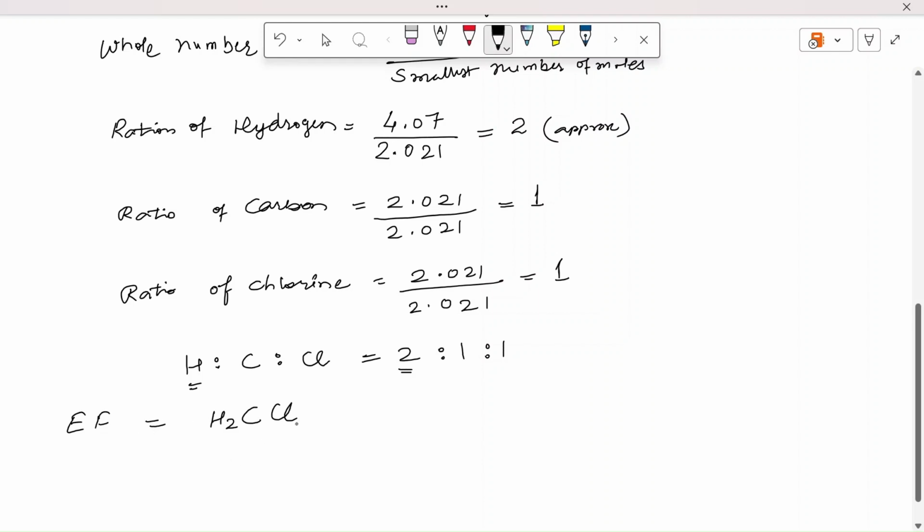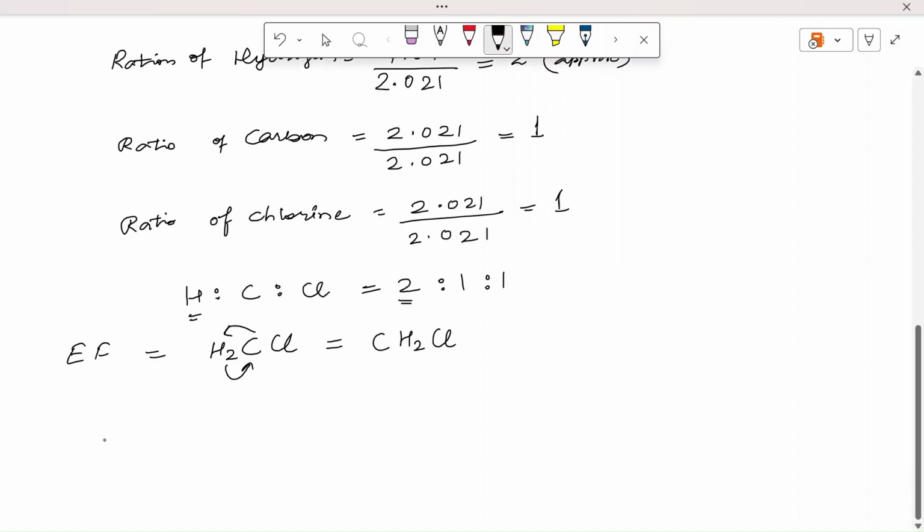It can be rearranged. H2 can come over here and carbon can go there, because, as I have told you earlier also, this may be an organic compound, so CH2Cl. But now this is the empirical formula. What we have to do now to convert it into the molecular formula is to calculate its mass.